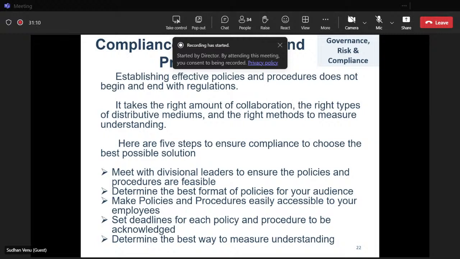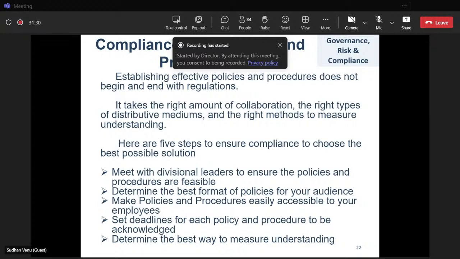And we have five steps to ensure the complaints team chooses the best possible solution. One is to meet with the divisional leaders to ensure the policies and procedures are feasible. Discuss with them, reach some conclusion, and determine the best format of policies for your audience.